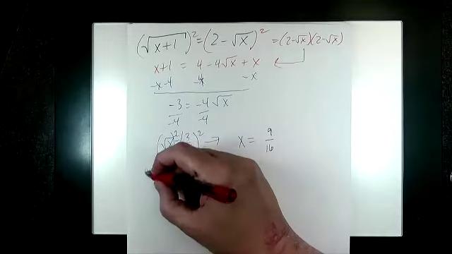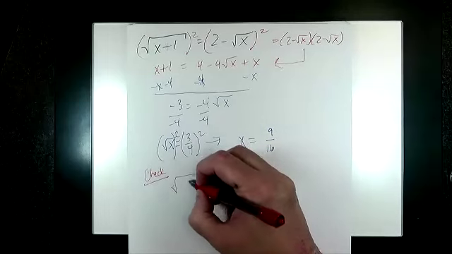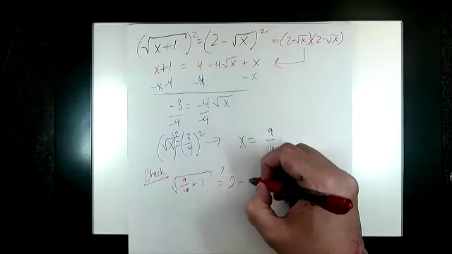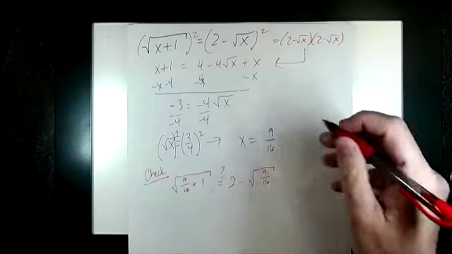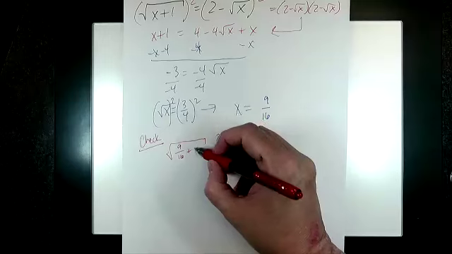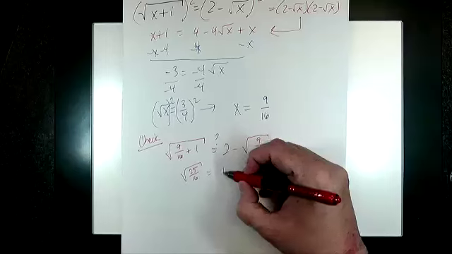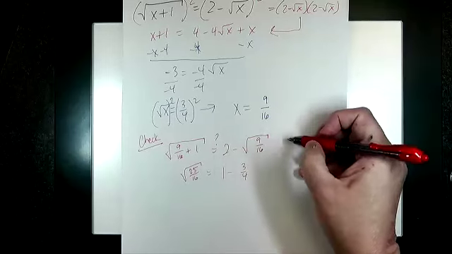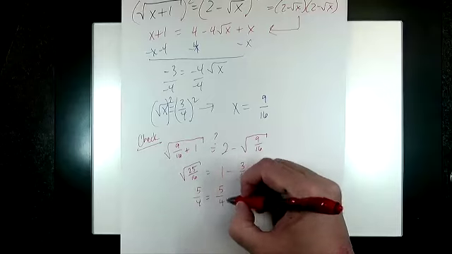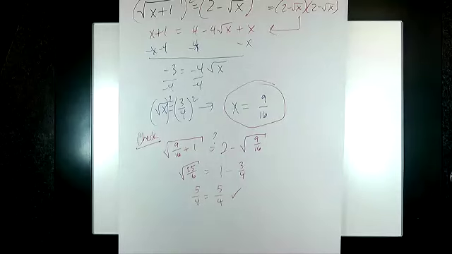Does that work? This is 25/16. And we get 5/4 equals 5/4. Boom, bada, bing. It should be 2 minus 3/4.